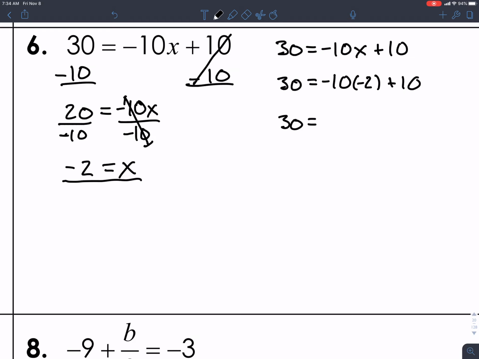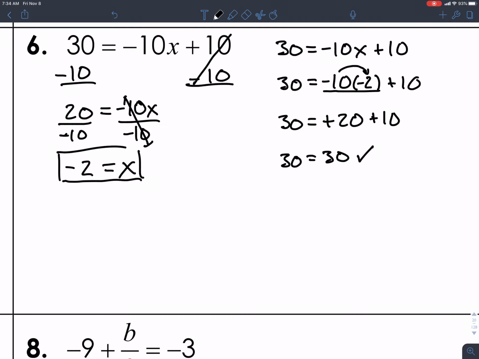This is a distribution or multiplication. What's a negative times a negative? It's a positive. I can put a plus sign there, it's not wrong. 10 times 2, 20. So we've done this part. Now we just need to move the positive 10 on the very end down. Keep going. 20 plus 10 is 30. Cool. 30 is equal to 30. Check. Our answer is correct.